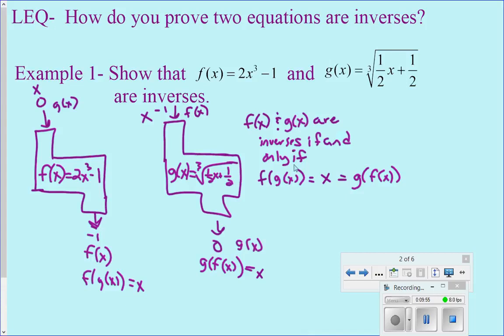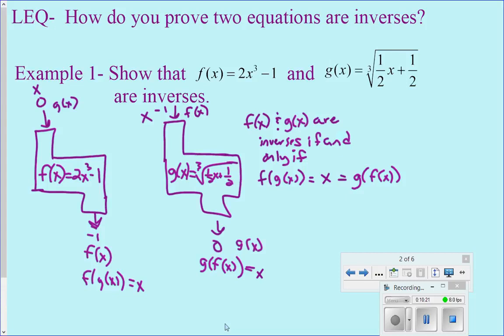If and only if, by the way, if you don't remember from geometry or you weren't taught that, if and only if just means I can read that statement both ways. So if f of x and g of x are inverses, then f of g of x equals g of f of x. And also flip it around the other way. If f of g of x equals g of f of x, then f of x and g of x are inverses. Okay, so we can use that either way.